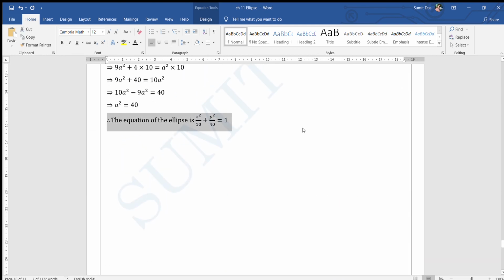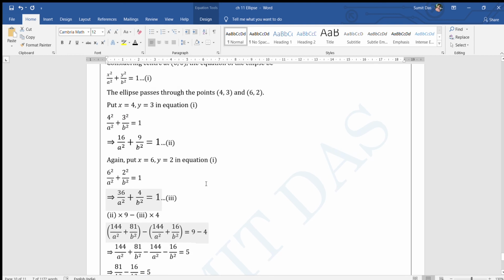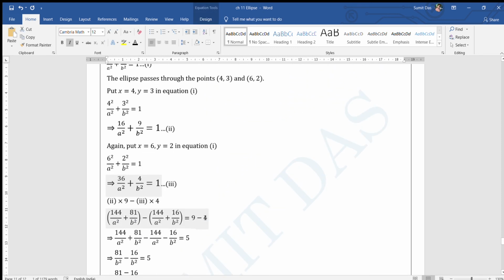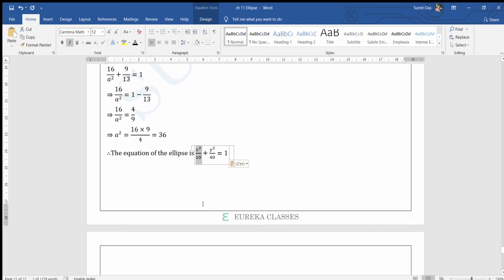The last two questions are very important. One of the last two questions will definitely come in the final exam. So this was the horizontal ellipse, right? Horizontal ellipse. The x square by a square, here a square is 36 and b square is 16. Sorry, b square is 30.